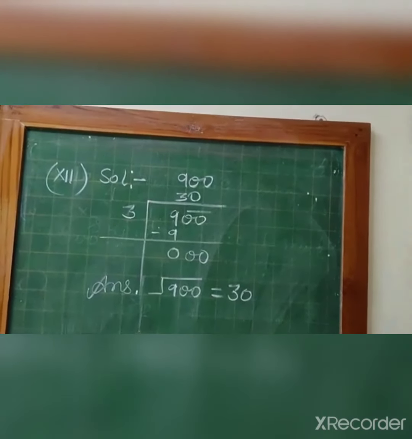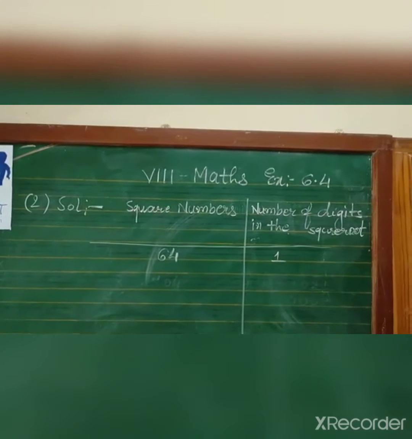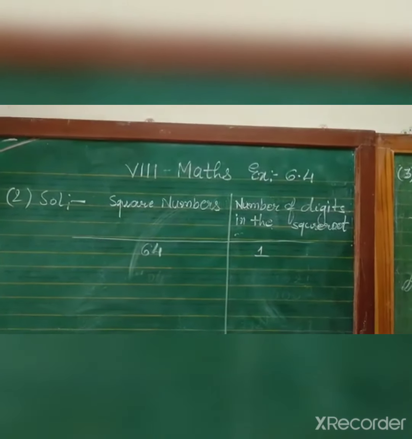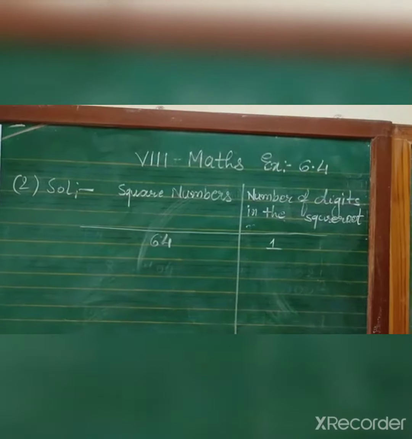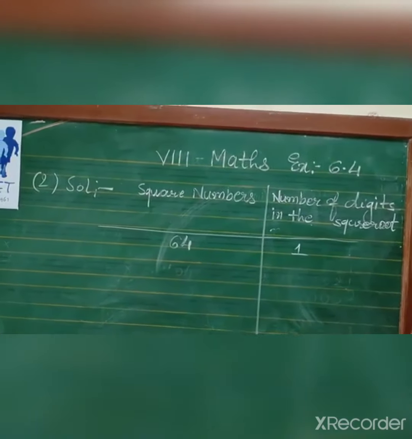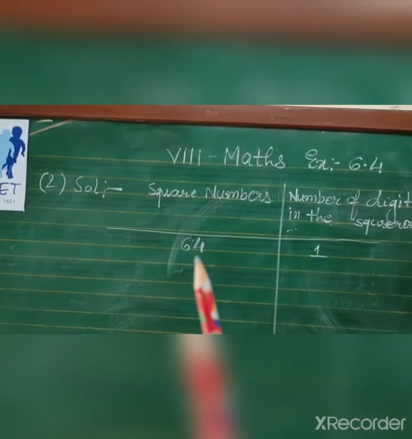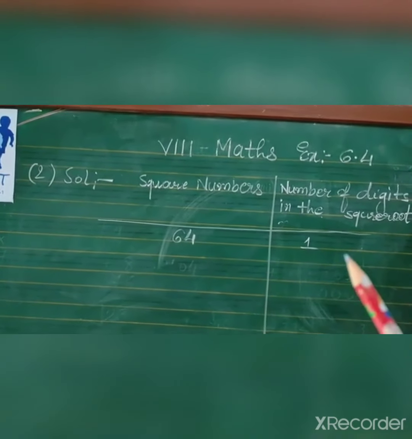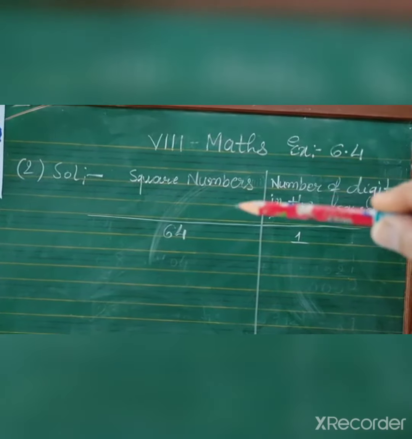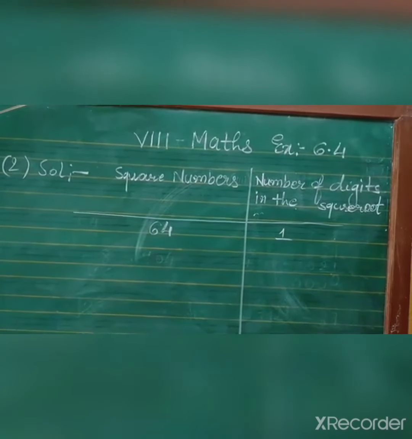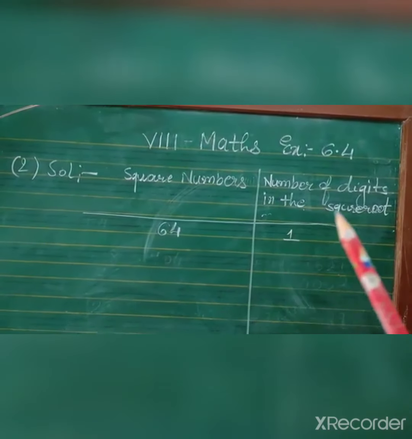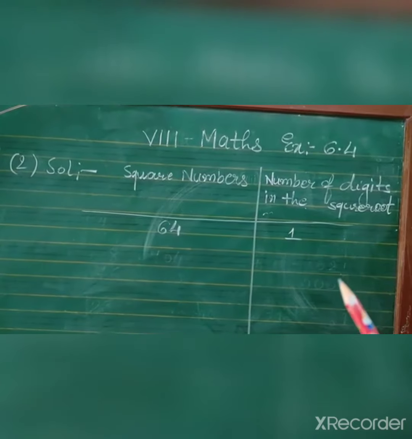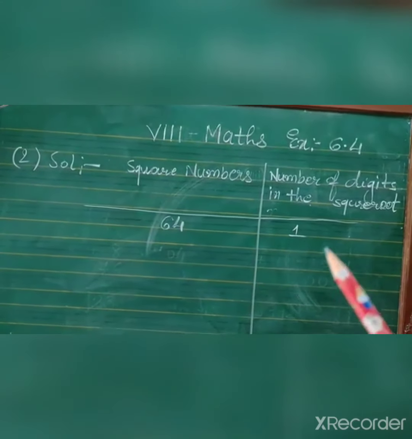Okay. Now square numbers are given in the second question and we have to find the number of digits in the square root. So we know if 2 digits are there, 2 by 2, that means 1 digit in the square root. In this way you will form the table. In that table you will write the number here and here how many digits will be in the square root.